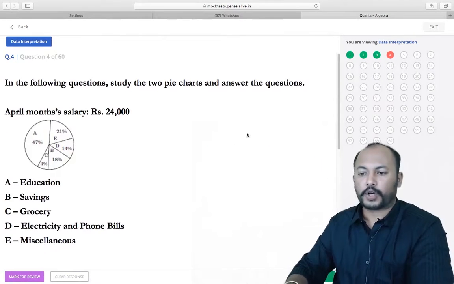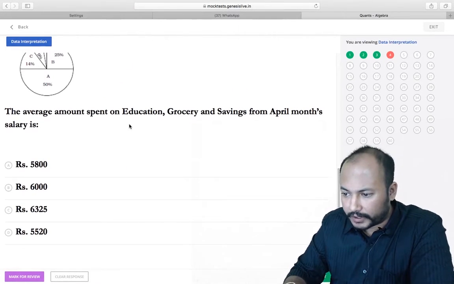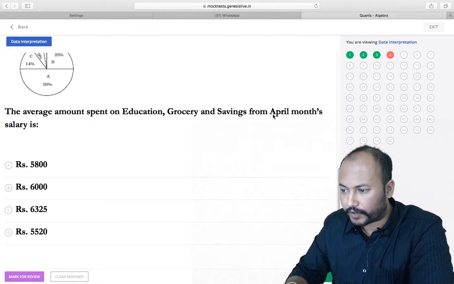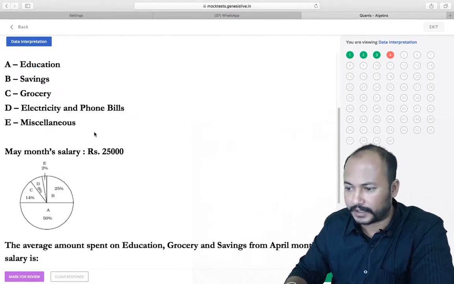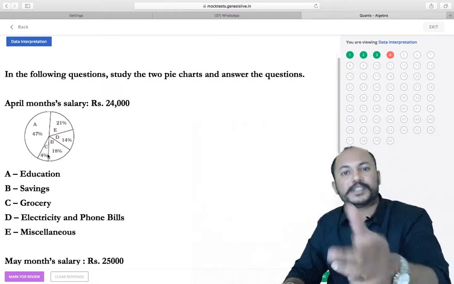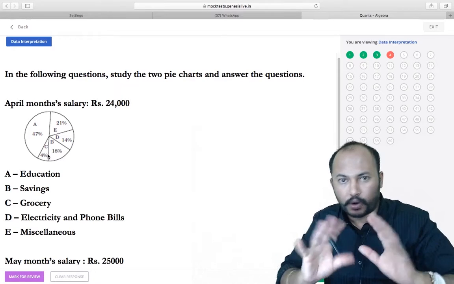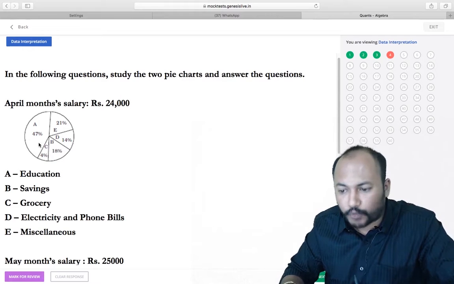Next one. Okay. Question number 4. The average amount spent on education, grocery, savings from April month's salary. April month is here. Education, grocery, and savings. Fine. So education is A, grocery is C, savings is B. So we are talking about these three. So what's the average of it? Average, we will not calculate separately. What we'll do is directly we'll first find the average of these three. That is 47, 4 and 18.